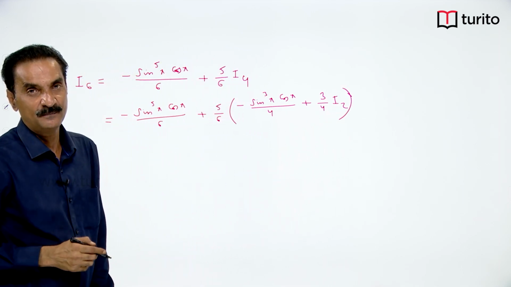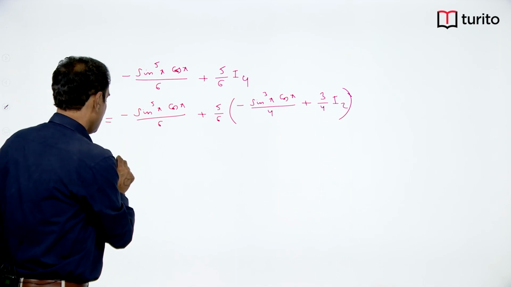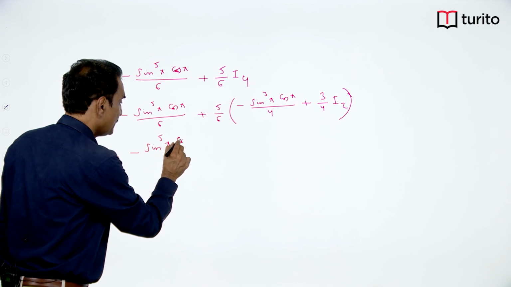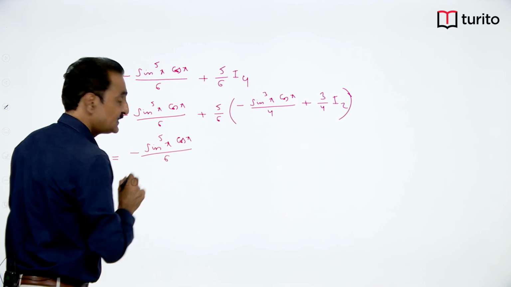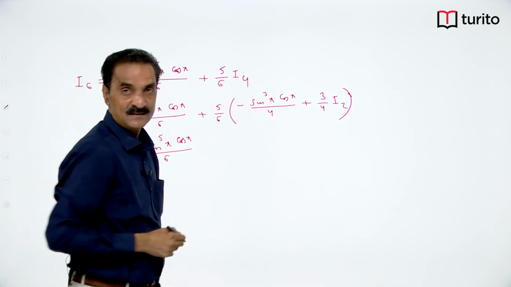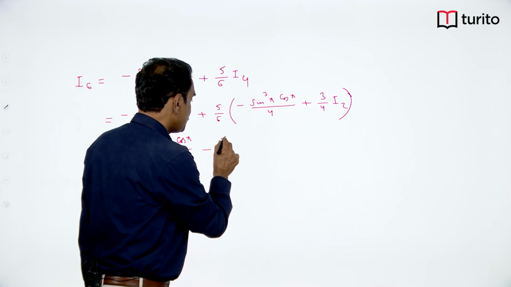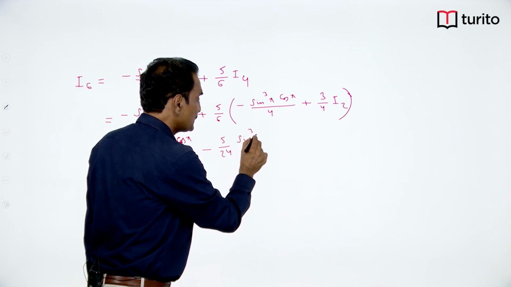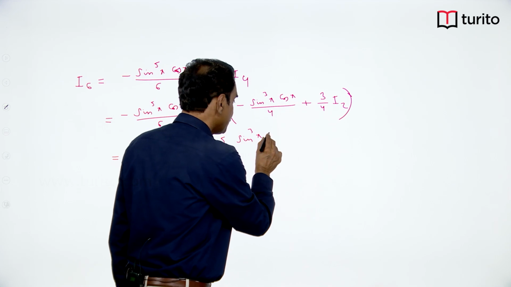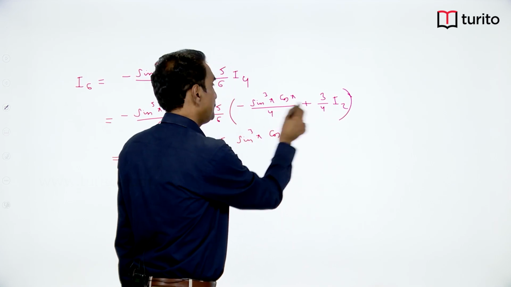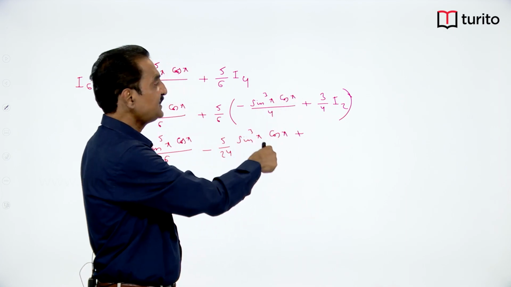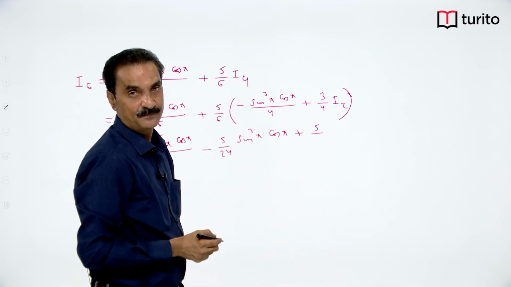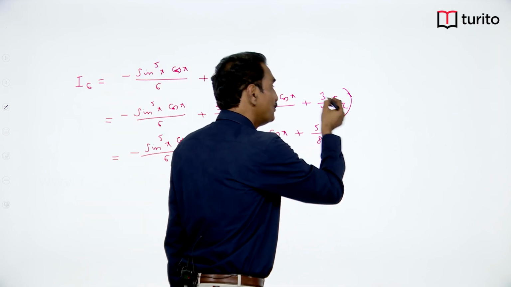Again use the same formula for I2. First term is minus sin^5 x cos x by 6. Next plus into minus is minus 5 by 6 into 1 by 4, that is 5 by 24, sin³x cos x. Plus into plus is plus 5 by 6 into 3 by 4, that will be 5 by 8 into I2.